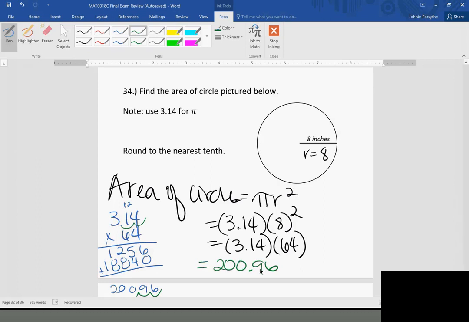So the nearest tenth would be here. I'm going to look to the right. That's a 6. So that means I would round this 9 up. And if I round the 9 up, that's going to force us to then round the next number. So it's going to end up being 201. That's going to be our area, 201 square inches.